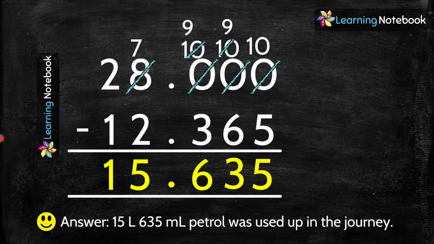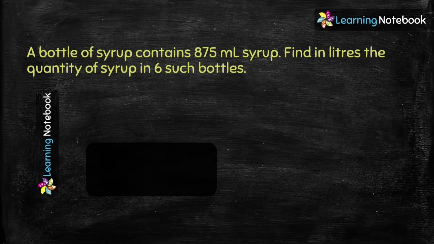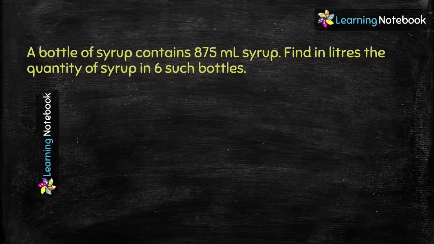Our next word problem is: a bottle of syrup contains 875 milliliter of syrup. Find in liters the quantity of syrup in 6 such bottles. So here we are given with quantity of syrup in 1 bottle and we have to find quantity of syrup in 6 such bottles. So it means we have to do multiplication here. Let's first write the statements.